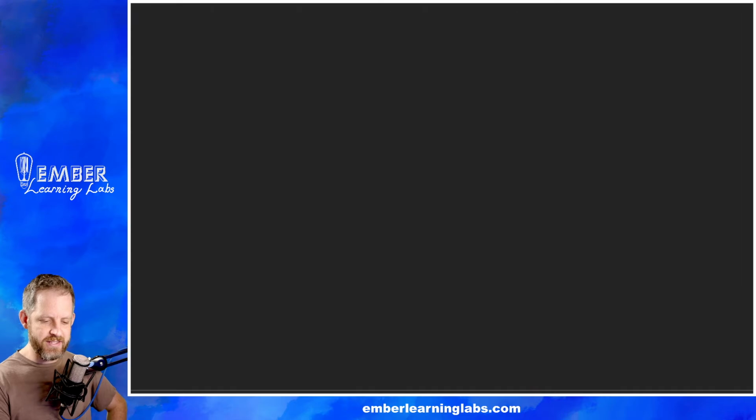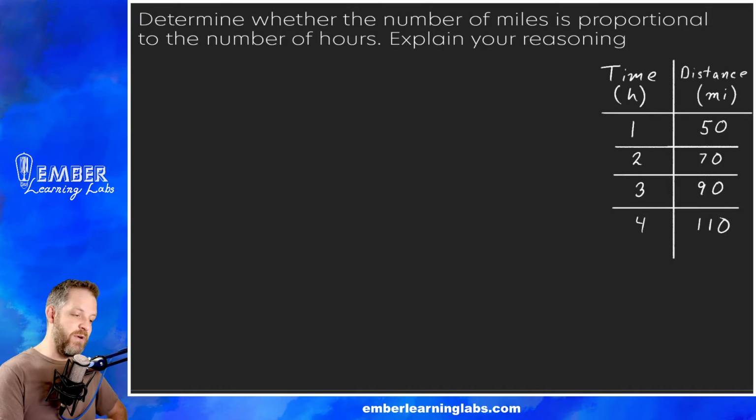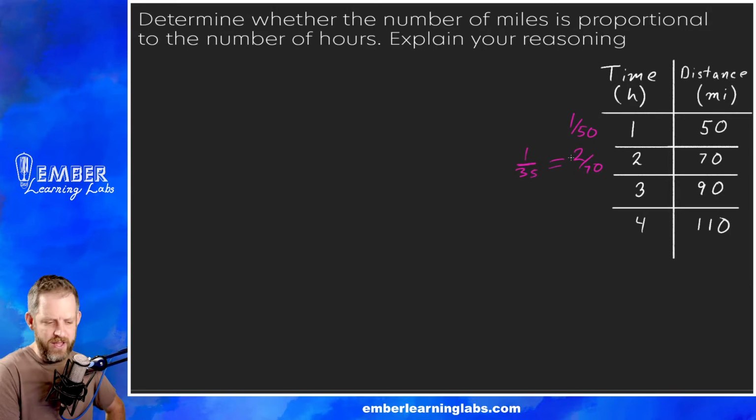Let's look at a second example. We're going to determine whether the number of miles is proportional to the number of hours and explain our reasoning. If you're good with reducing fractions, you may have already figured out that this one is not, but let's double prove it, right? So this first one is 1 to 50, right? Great. 2 to 70. What does 2 to 70 reduce to? That reduces to 1 to 35, which is not 1 to 50.